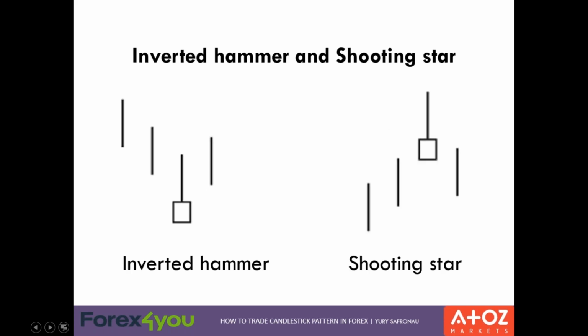Next, the inverted hammer and the shooting star. The inverted hammer and shooting star look exactly alike, but have different implications based on previous price action. Both candlesticks have small real bodies, black or white, long upper shadows, and small or non-existent lower shadows. These candlesticks mark a potential trend reversal but require confirmation before action.